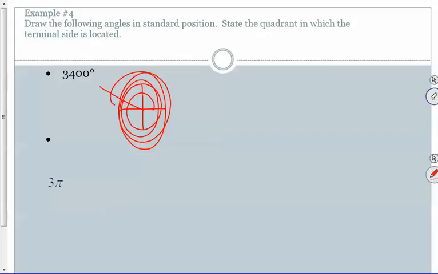3 pi. Well, we have to remember what we talked about earlier. This is 0. This is pi. This is also 2 pi. So 3 pi is right here. That's 3 pi. 2 pi plus 1 pi is 3 pi. You're not in a quadrant. You're on a boundary line. Weird.